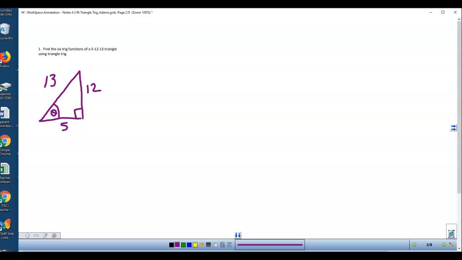So if I have sine of theta, remember that is opposite over hypotenuse. So I look at my triangle from theta, the opposite is 12, the hypotenuse is 13. So my ratio is 12 over 13.